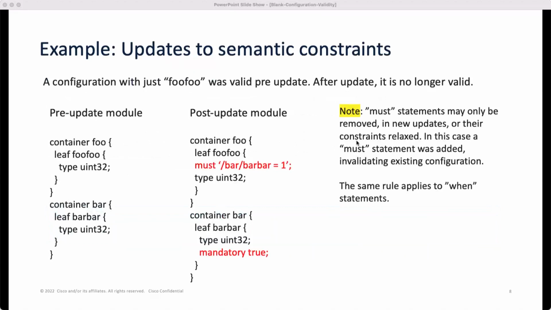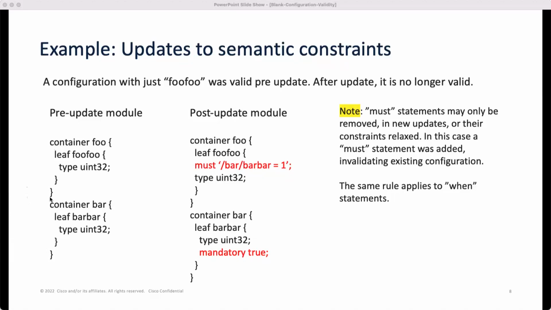And we can look at this next example. In this example, we have a pre-update model, which contains this configuration. As you can see here, if my device doesn't have configuration for these nodes, it will still be valid. Post updates, we added a must statement here, which means we restricted the value of foo-foo by using a must statement. This already breaks backward compatibility and renders blank configuration invalid.